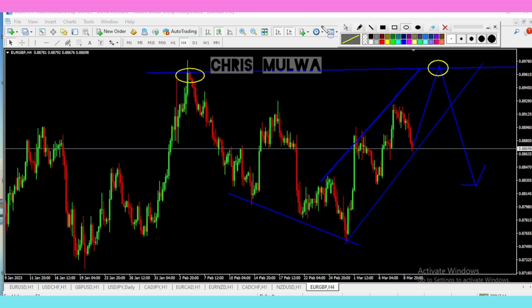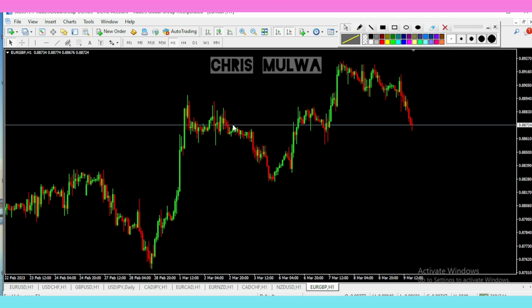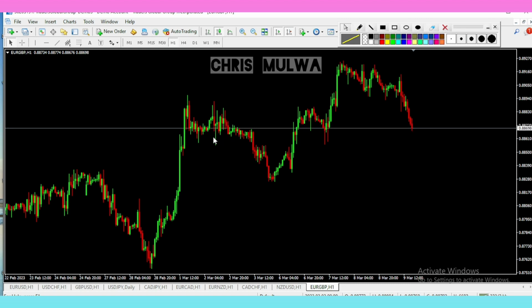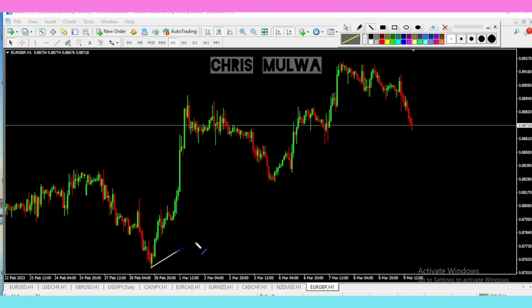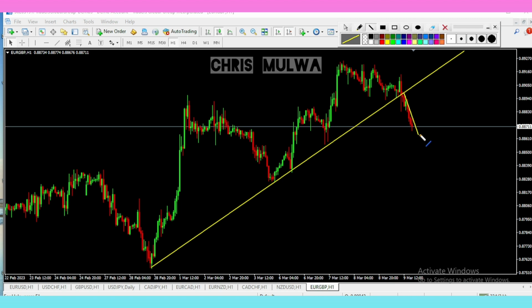Okay, so we go again to hourly. I delete all these, then to hourly chart. Hourly chart again, as you can see, we have a failed swing on the upward movement. So the swing has failed. So this is what we do. You draw the trend line. You can see the swing has failed.